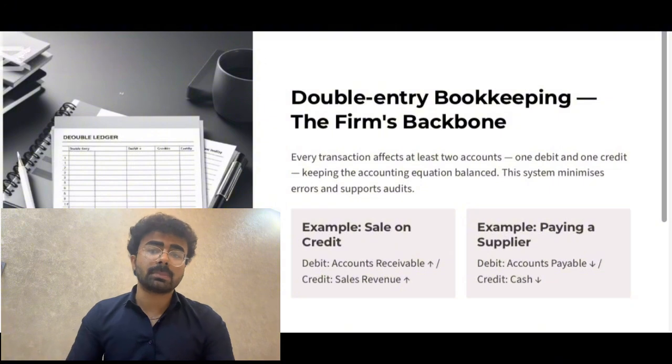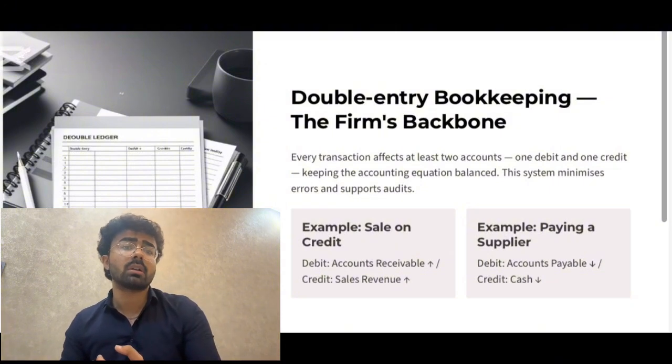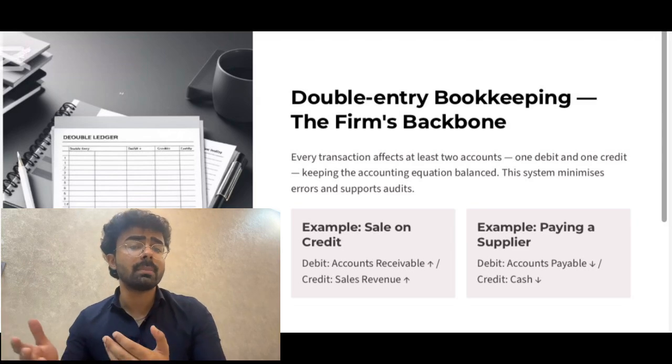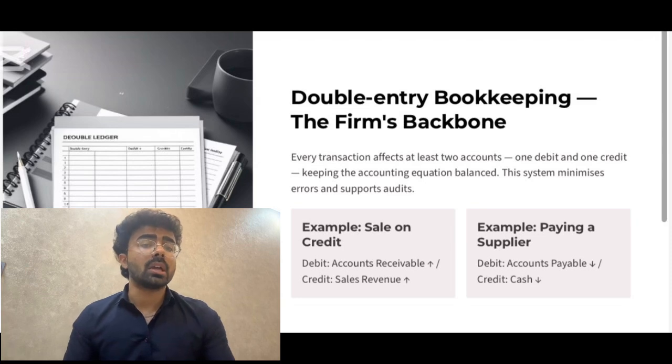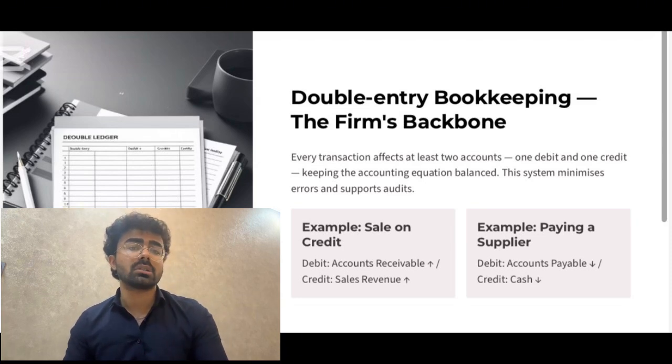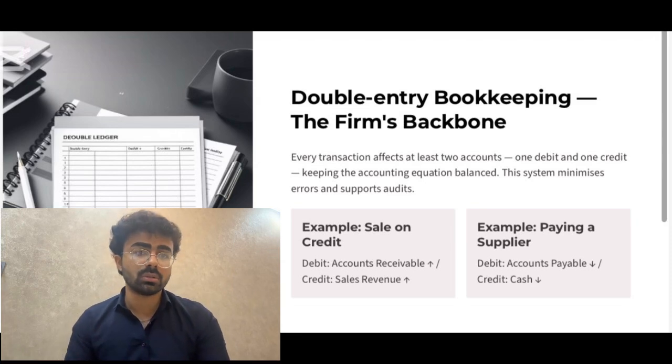Or if the business pays a supplier, so accounts payable decreases, which was our liability. So when a liability decreases, it is going to be debit, and we are paying cash, right? Cash is our asset, so cash is going to be credit. This system helps reduce errors and ensures accuracy.